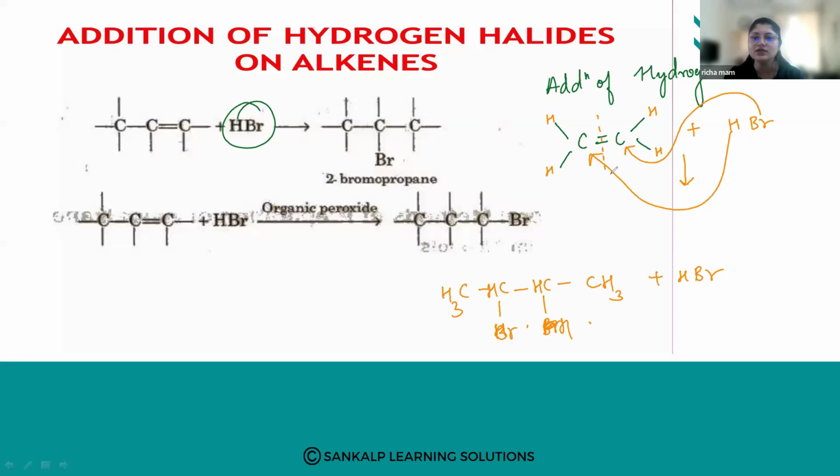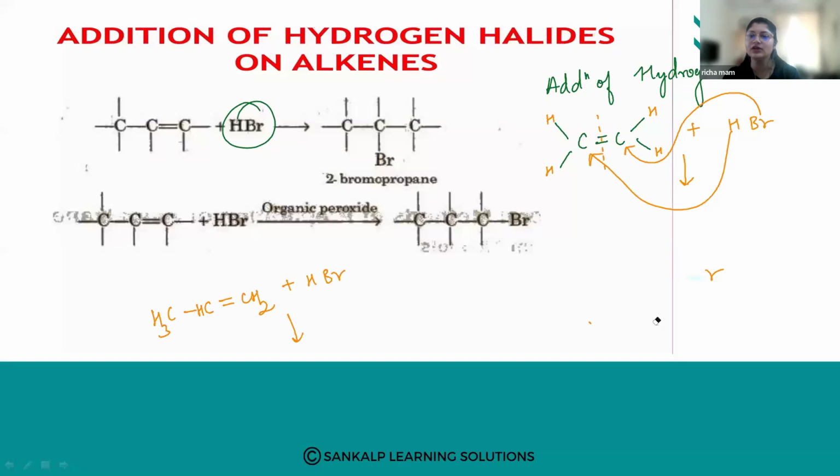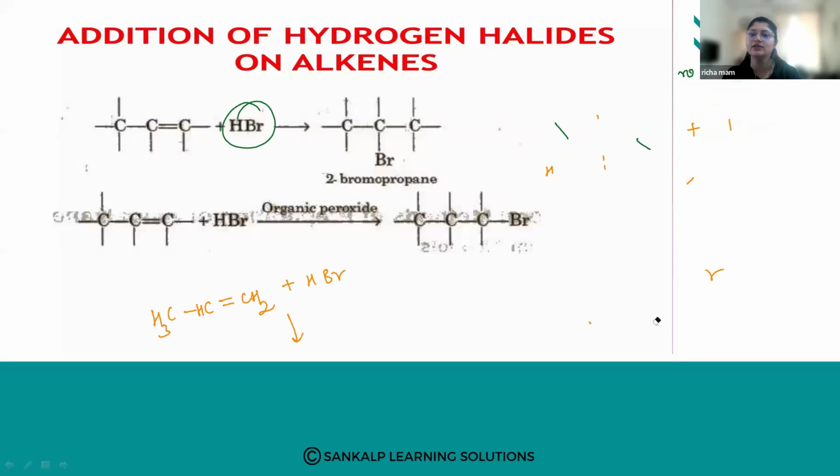Now suppose I have an unsymmetrical alkene, CH3, CH and CH2, plus HBr. Unsymmetrical means when you put a line at the middle of this double bond, the two sides are not similar, right? So this is said to be an unsymmetrical alkene.